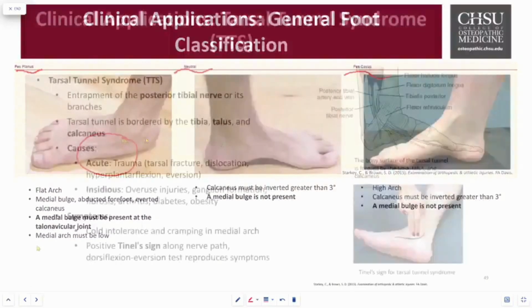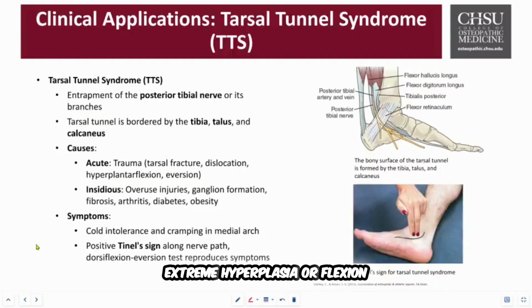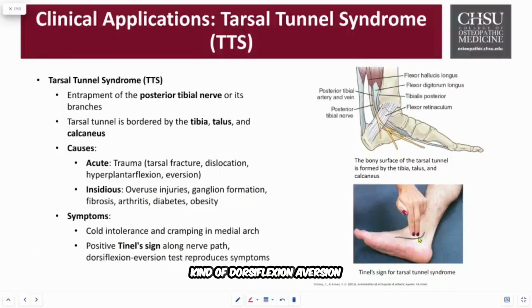The last clinical application is TTS, tarsal tunnel syndrome. This is an entrapment of the posterior tibial nerve or its branches, and the tarsal tunnel is bordered by the tibia, the talus, and the calcaneus. This is caused by trauma, tarsal fractures, dislocation, extreme hyperplantar flexion or eversion, and overuse. The Tinel sign is where you tap along the nerve path behind the medial malleolus, and as a result, any dorsiflexion or eversion produces the same symptoms of pain.